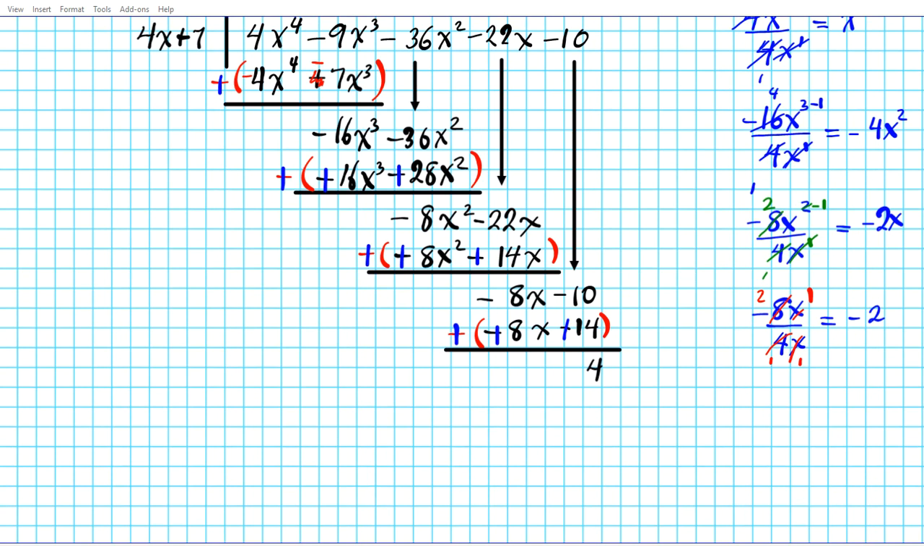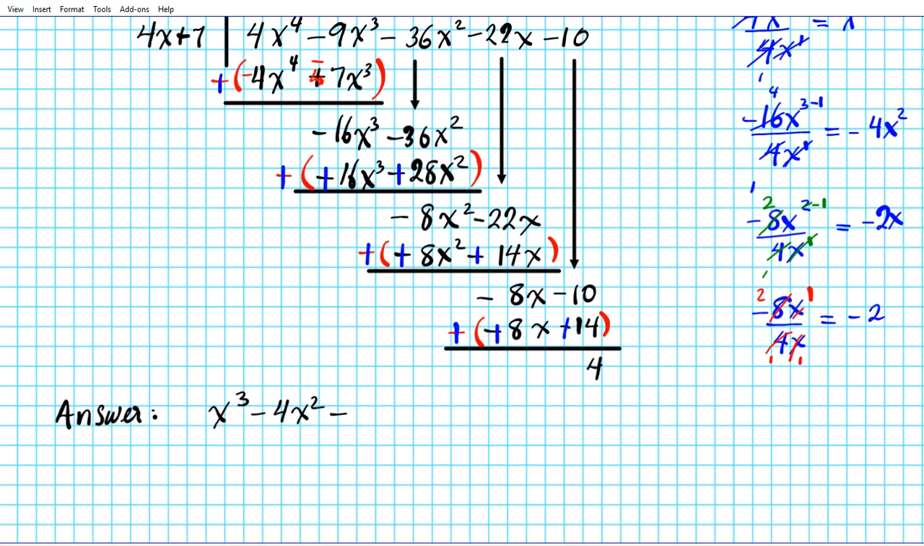We can express our answer in two formats. Okay, so let's go ahead and take a look at them. We can either say our answer is x cubed minus 4x squared minus 2x minus 2 plus the remainder divided by the divisor, 4x plus 7. This is one way you can express it. Or you can say x to the third minus 4x squared minus 2x minus 2 remainder 4.